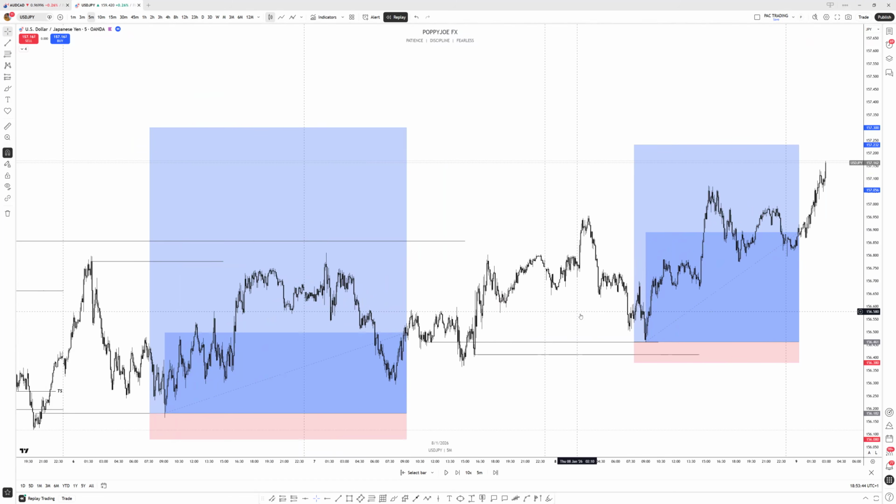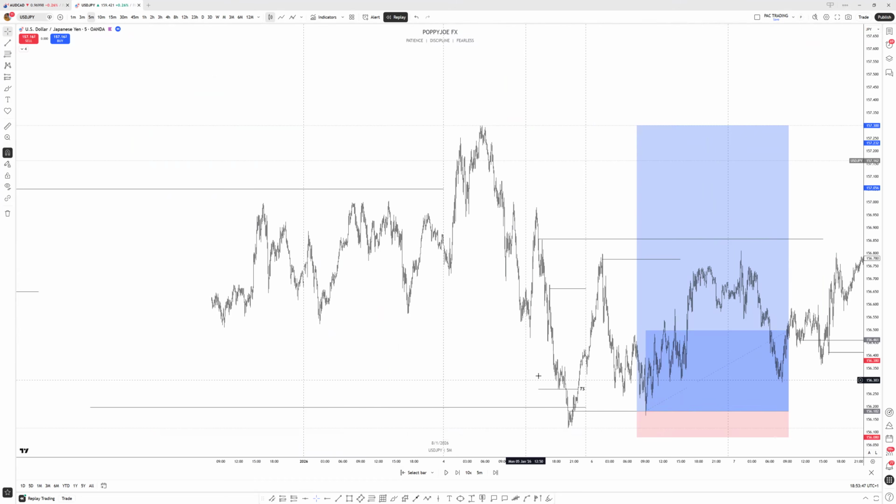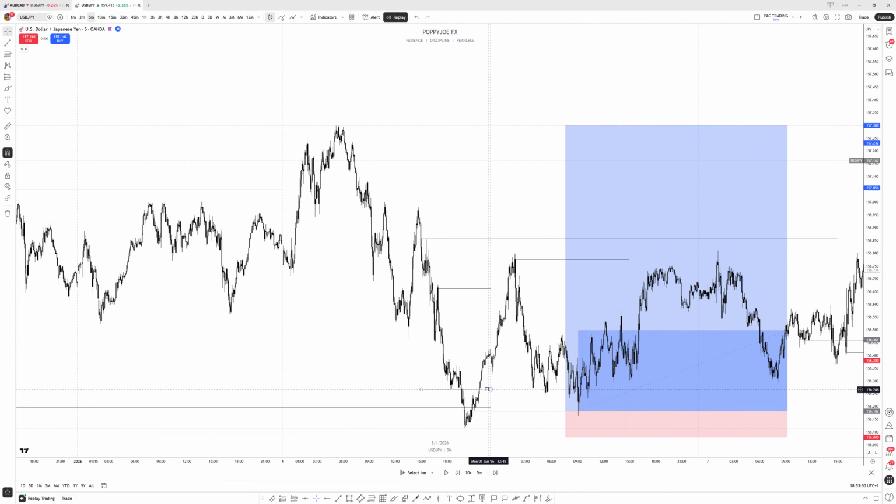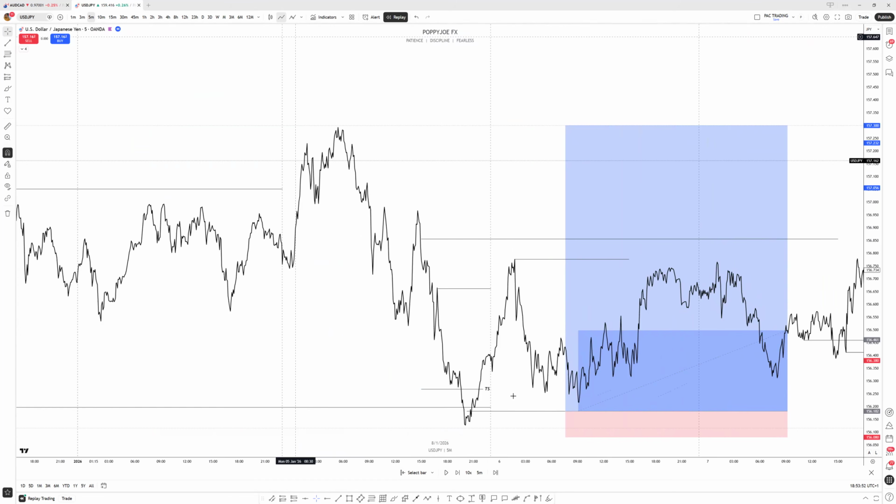Okay, I think this is it. This is the turtle soup of the 4 hours. So this is it here. This is the turtle soup. So what would you look out for? We are going to look out for a shift in structure. So this is the turtle soup. Like this was a move that went to go and take out the previous candle low.